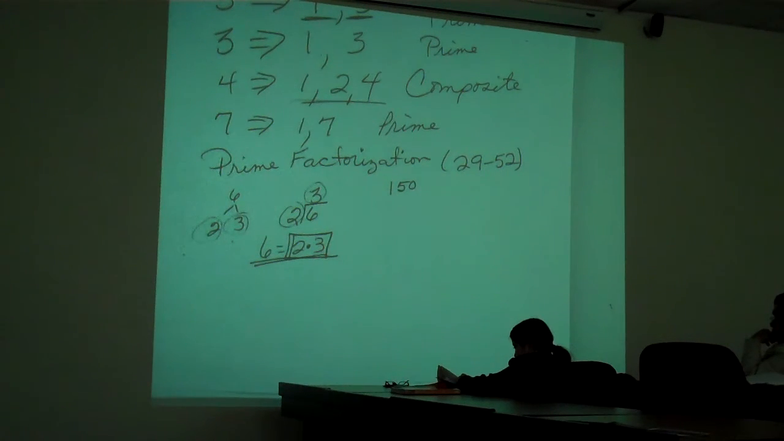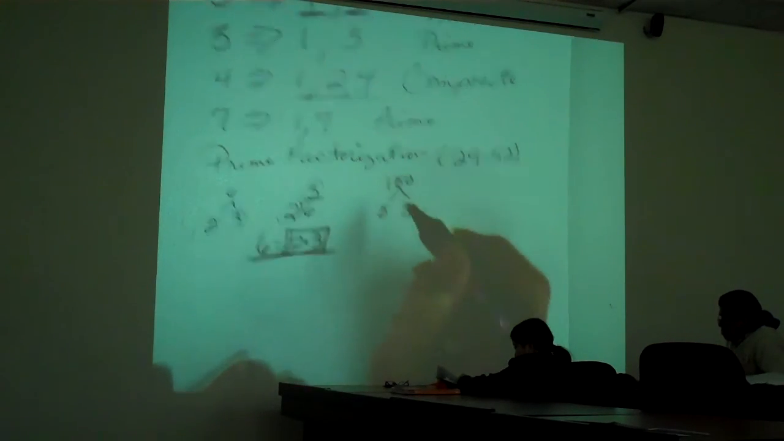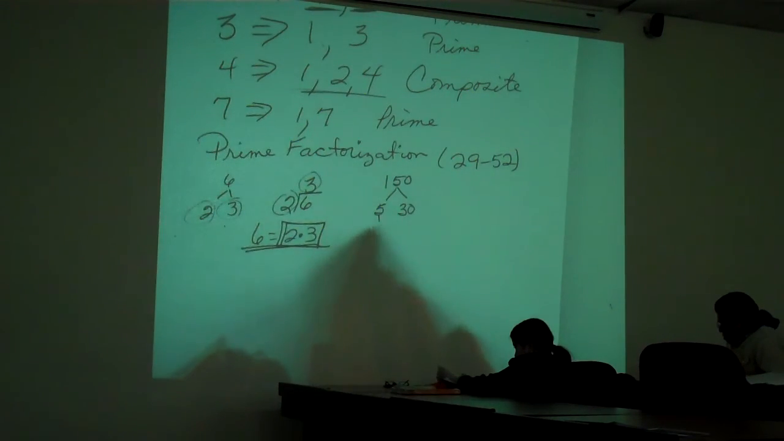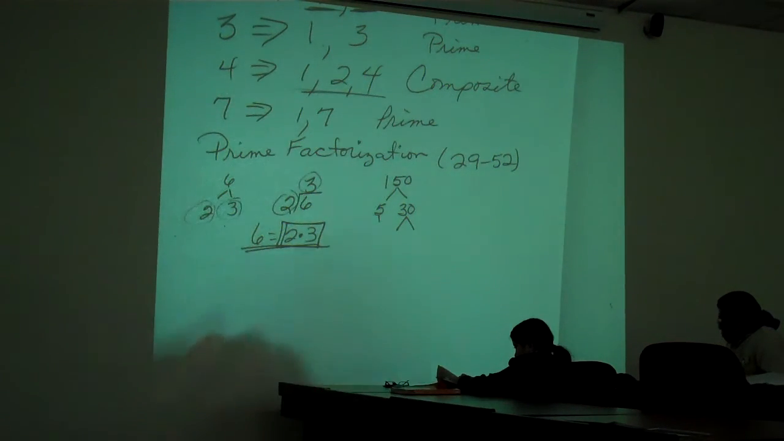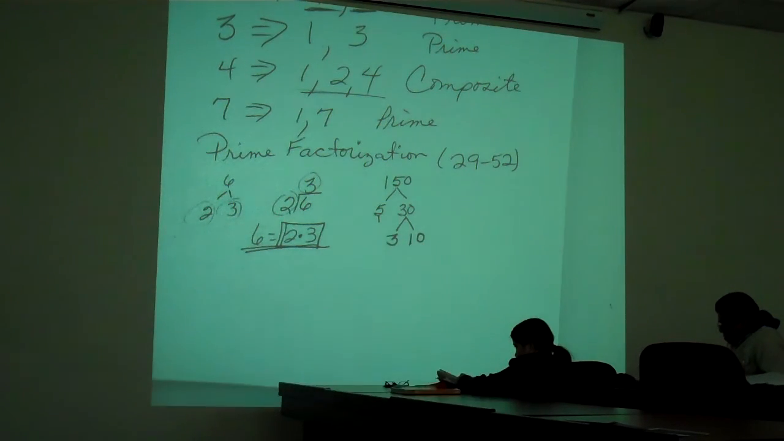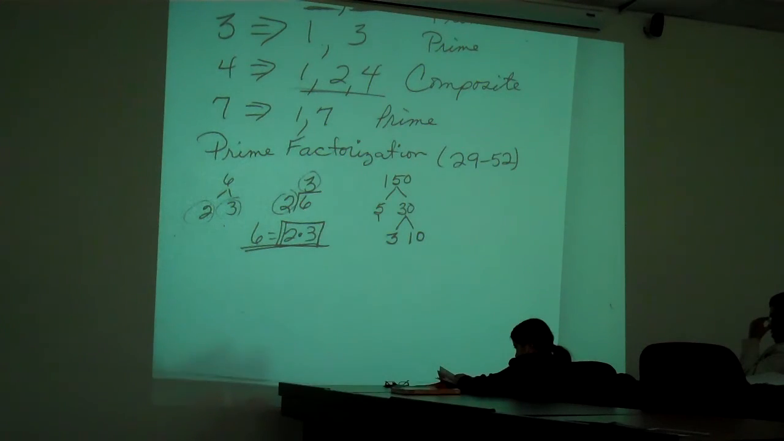That would be like 5 times 30, right? Okay, 5, you can't divide anymore, right? So you're done. 30 you can divide, like 2 times 15, or 3 times 10. And it doesn't matter, you could do 2 times 15, or 3 times 10, or 5 times 6. You could do any way that it divides when you're doing this. Just keep dividing as long as you can.